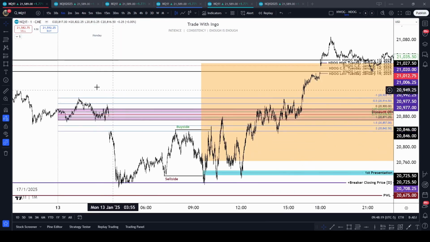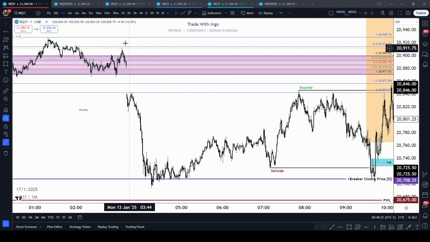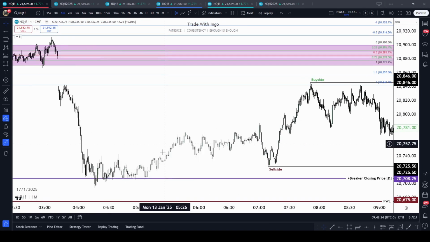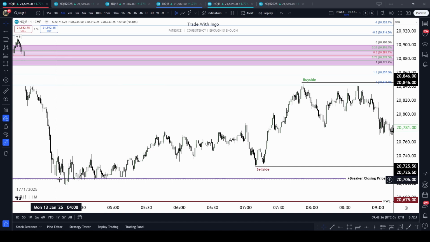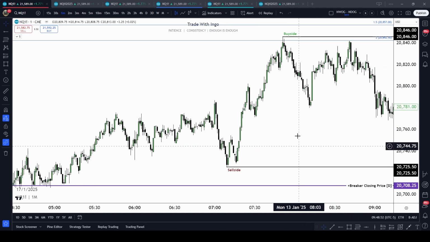So looking back into Monday's price action, we returned to this discount array on the daily chart. We accumulated in here, and at 5 a.m. macro we went up. At 7 a.m. we created relative equal lows just after 7 a.m. Notice that. Went up, created some relative equal highs here.